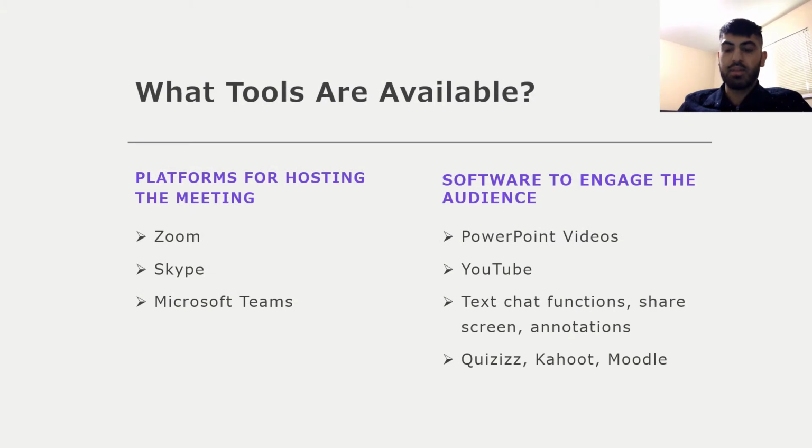Let's begin by going over what tools are commonly used in virtual scientific meetings. Generally, these can be divided into two types of software. The first includes platforms involved in hosting the meeting. The second involves software that engages the audience and allows for communication of scientific matter.